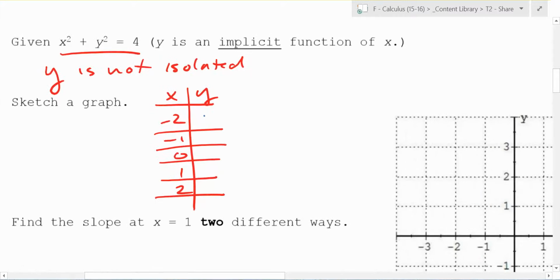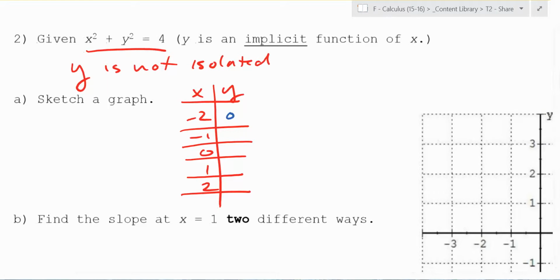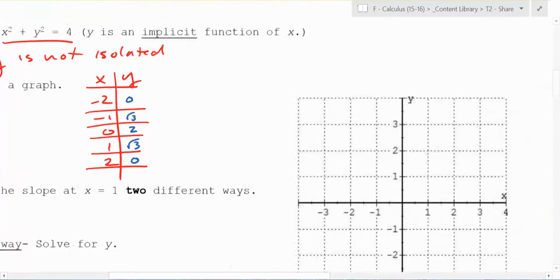0, right. If x is -1, what's y going to be? The square root of 3. If x is 0, what's y going to be? Come on. Just take a look. You don't need to do math. There should be no algebra. You should be able to do this in your head, okay? Everybody look up. If x is 0, what's y? 2, yeah. If x is 1, y is going to be √3. And if x is 2, what's y going to be? 0.